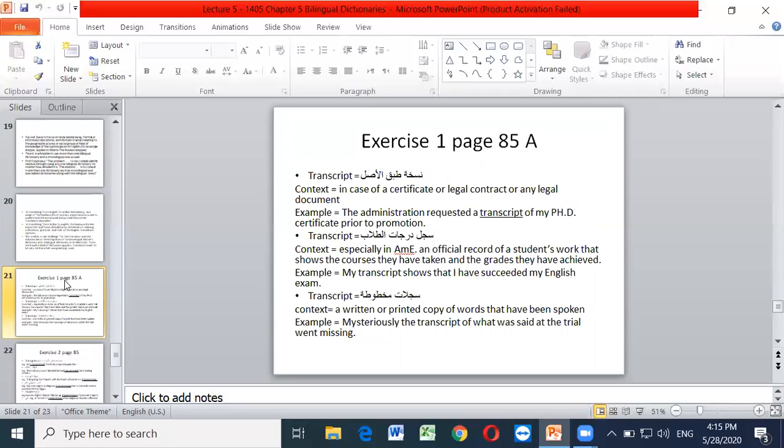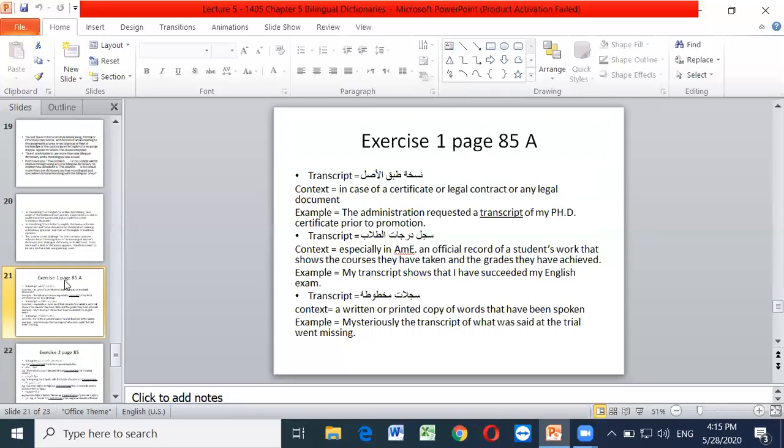So the word transcript can mean نسخة طبق الأصل. The context of the word نسخة طبق الأصل, meaning transcript, is used in cases of a certificate or a legal contract or any legal document. An example sentence would be, the administration requested a transcript of my PhD certificate prior to promotion.